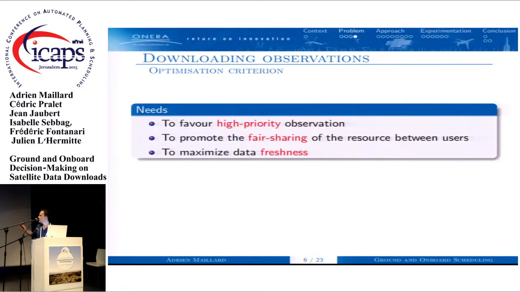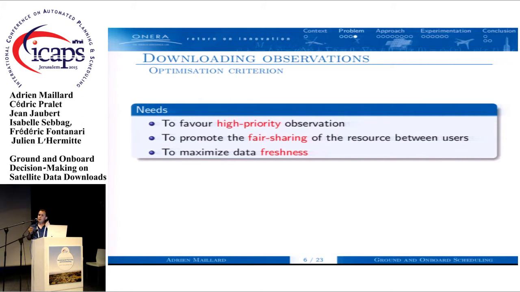And so it's an optimization problem, so we have a criterion. So what is the criterion? We need to favor high priority downloads. We have high priority observations and low priority observations, and we want to favor high priority.